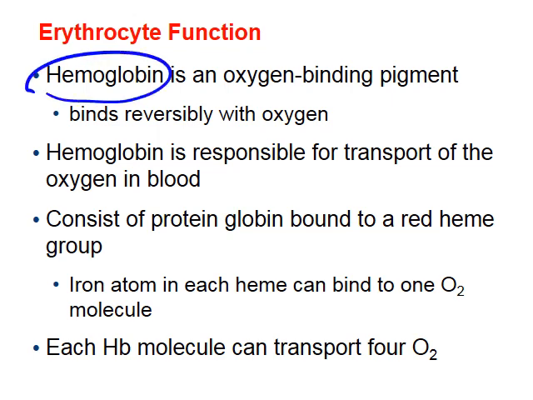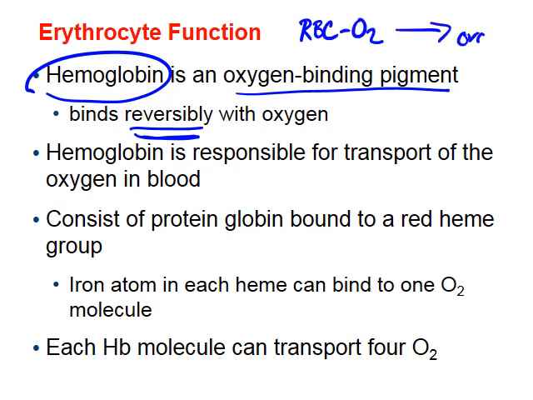More about hemoglobin. This is an oxygen-binding pigment. It binds reversibly with oxygen. This is a really important point because here's your red blood cell and it has oxygen bound. It has to go to an organ or a muscle, and what is it going to do? It's going to drop off the O2. So it has to bind reversibly.